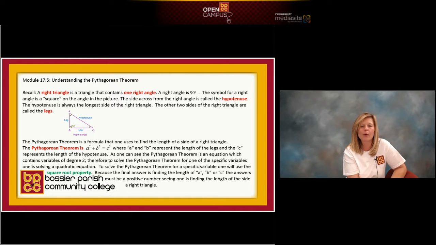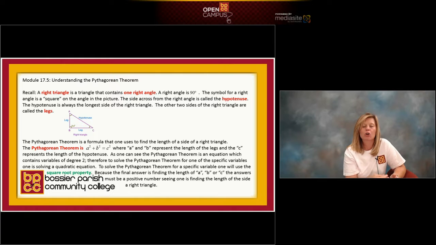So if you look at the PowerPoint at my picture of the right triangle, you'll see by the letter B, angle B, there's a little square. That tells you that angle is 90 degrees. It's a right angle. Therefore, this triangle is a right triangle.